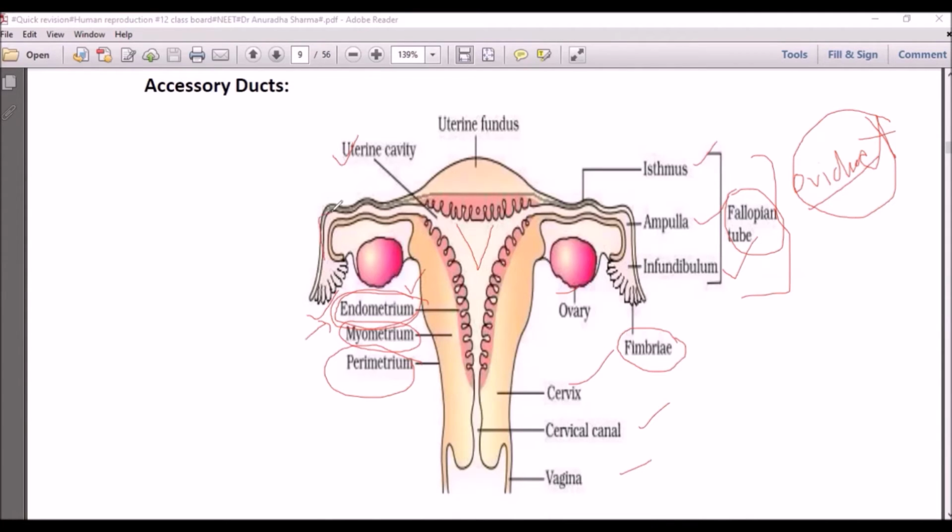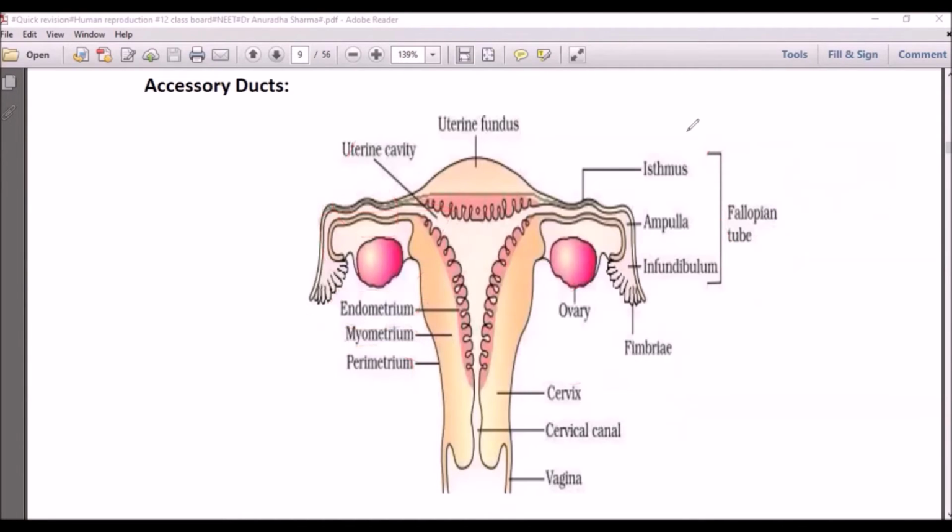So this is the fallopian tube, and here the ovum will reach this. This is the uterus. So this is the part where fertilization will take place. That is, sperm and ova will meet here. This is the ampullary-isthmic region, where fertilization will take place, and the zygote will move to the uterus and it will be implanted in the endometrium. So this diagram is very important.